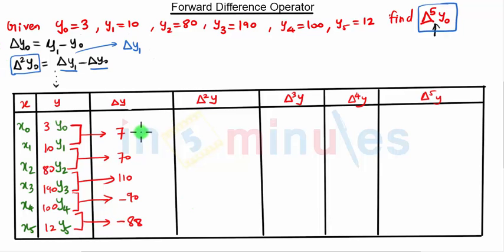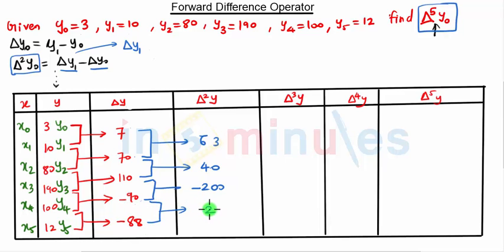Now we will calculate the second difference. So 70 minus 7, this minus this, will become 63. Then 110 minus 70, this is the second difference of y3 and y2. So 110 minus 70 will be 40. Similarly, minus 90 minus 110, so it will be minus 200. Then minus 88 minus of minus 90, which will be 2. Now these are the second differences.